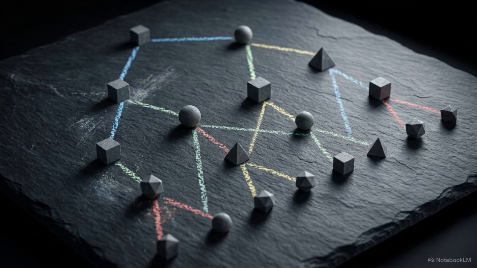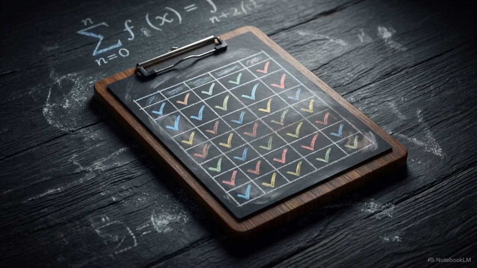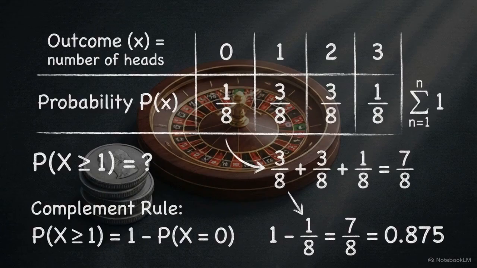Formally defining what you are counting and mapping that sample space is the mandatory first step before calculating any real-world probabilities. Next, we build a probability distribution. This is a map that matches every numerical outcome, getting 0, 1, 2, or 3 heads, to its specific probability.